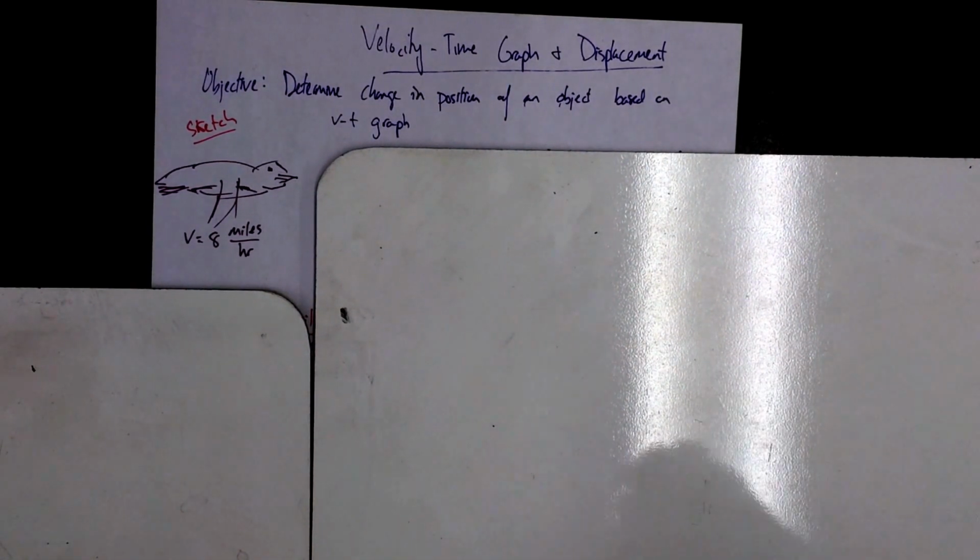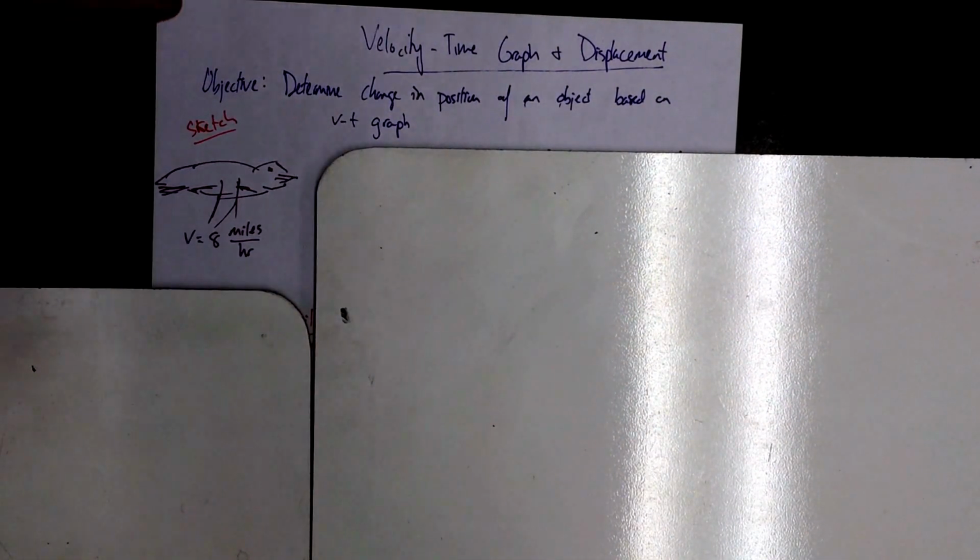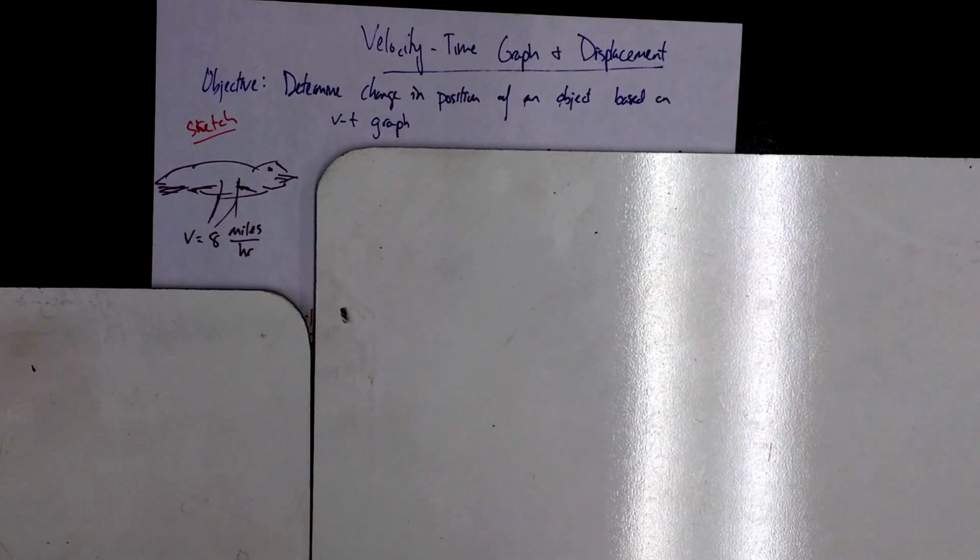To illustrate this skill, I'm going to use 3 different models: a sketch, the mathematical model, and then finally the graph model, which will capture our objective. So let's consider an example.